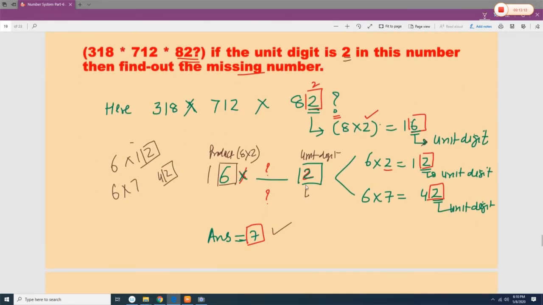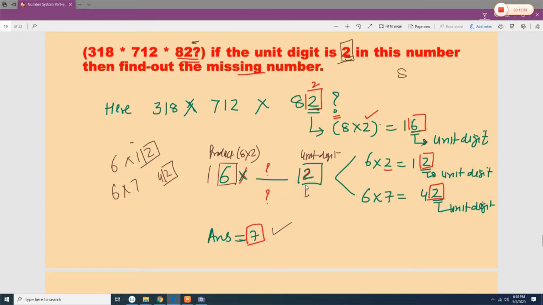Now 318 into 712 into 82, and there are some numbers after that. The unit digit is given as 2, and the answer is given to you. Find out the missing number. So what will be the missing number over here?